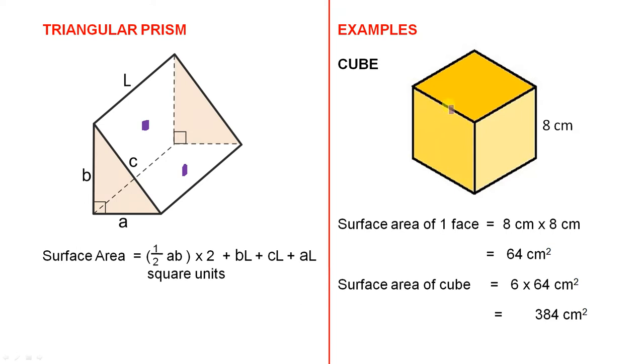Now here are the examples. Okay, so we've done the 3 solids, if you like. Now we'll look at some simple examples. So if the side of the cube is 8 centimetres, the surface area of one face is 8 centimetres by 8 centimetres, which is 64 square centimetres. So the surface area of the cube will be 6 times that, as we saw in the previous slide. So the surface area of the cube is 384 square centimetres.